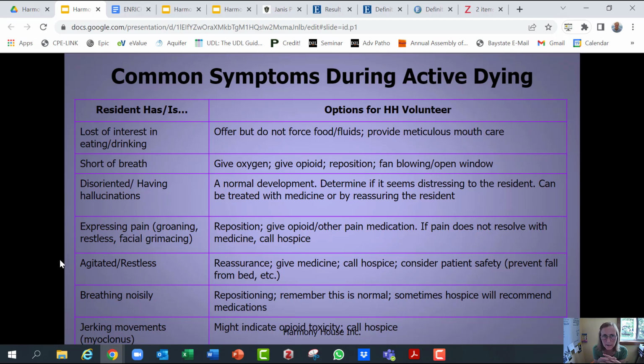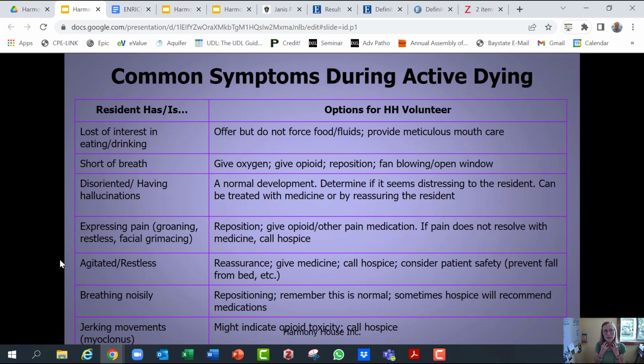And we're always taking into consideration patient safety. So as much as we want to let things run naturally, we don't want anybody to fall out of bed, break a hip or a leg, or concuss their head. So keeping an eye on someone's restlessness is important as far as their own sense of psychological well-being as well as physical safety. So breathing noisily, and we'll go into this in more depth in the next slide. We want to think about repositioning.